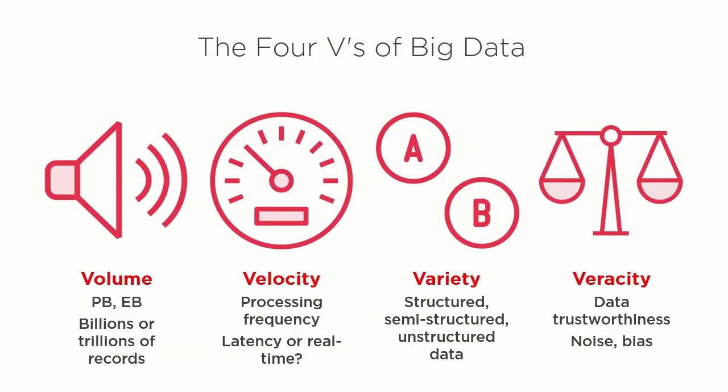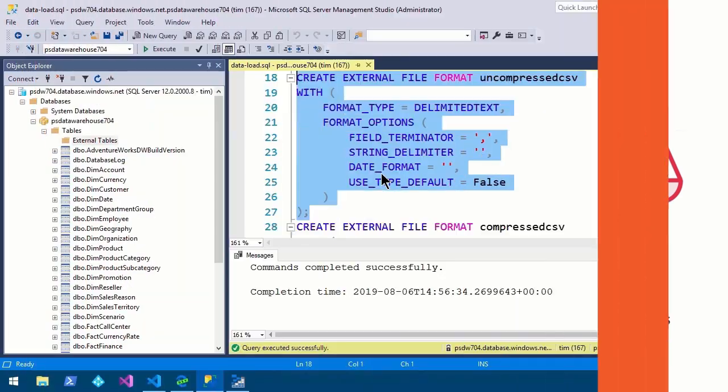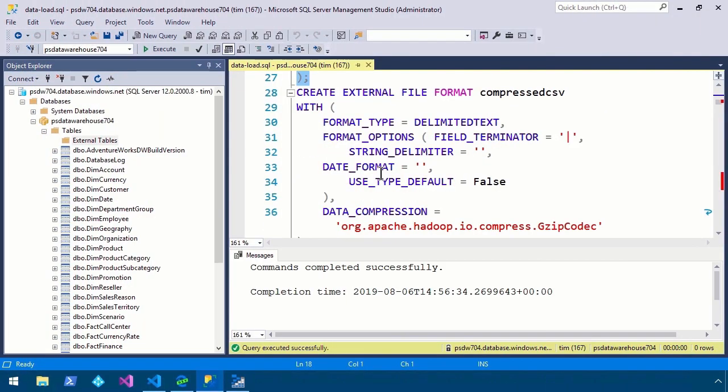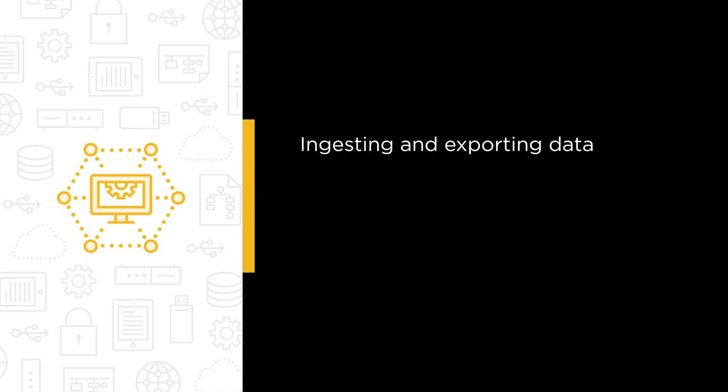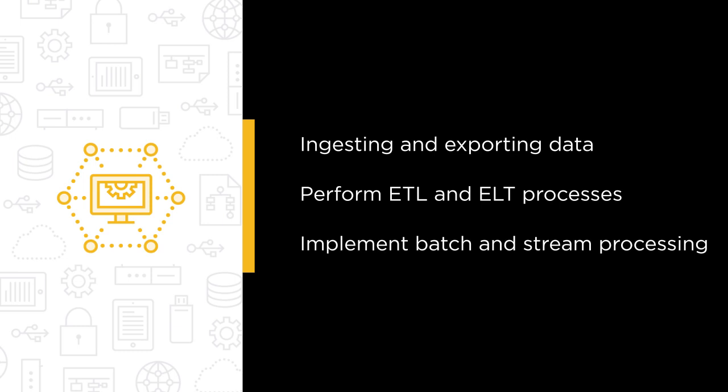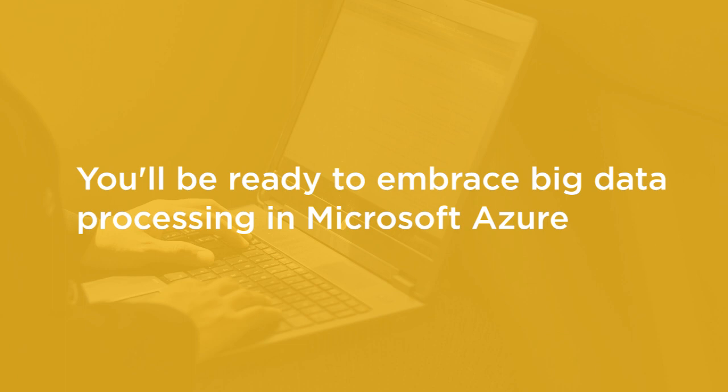In this course, you'll learn how a Microsoft Azure data engineer can use Microsoft Azure Data Platform products to implement batch data processing workflows. Some of the major topics we'll cover include ingesting and exporting data with Azure SQL Data Warehouse, performing ETL and ELT processes with Azure HDInsight and Apache Spark, and implementing batch and stream processing with Azure Databricks. By the end of this course, you'll be ready to embrace big data processing in Microsoft Azure using native tools like Apache Hadoop and Databricks.